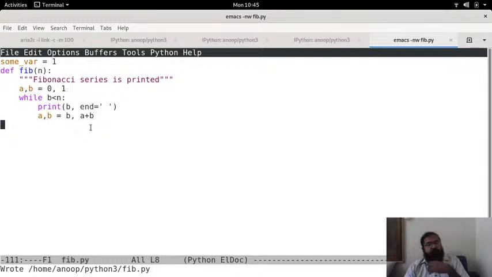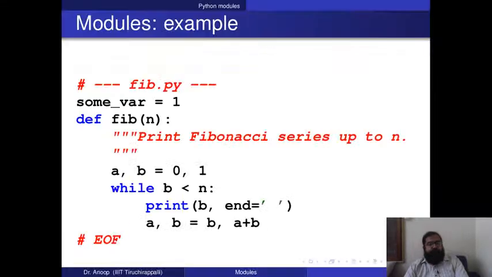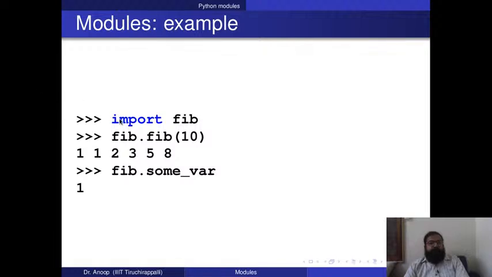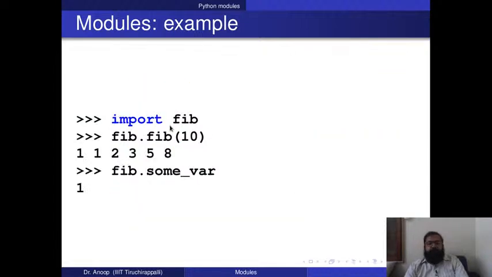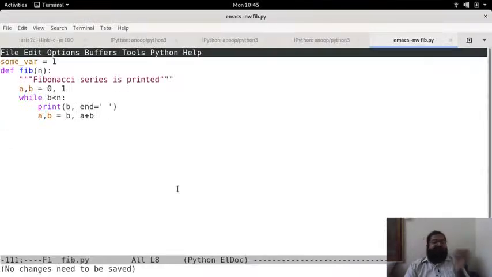Now you can actually import fib. That's the same fib.py. So you can do an import fib, and fib.fib of 10 will print the Fibonacci series, and fib.some var will give you 1. So let's take a look at whether it's correct or not.